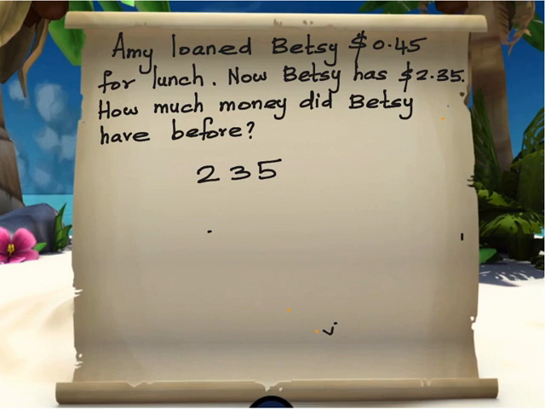before taking the loan from Amy, that means she got some loan, right? So we have to subtract that loan money. Instead of writing 0.45, we are just writing 45. We are going to subtract it.